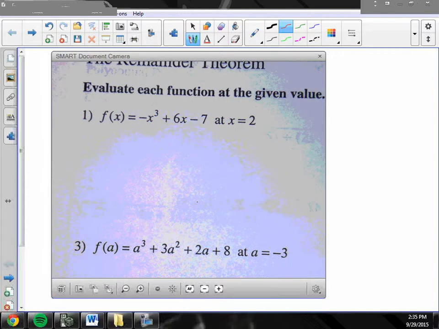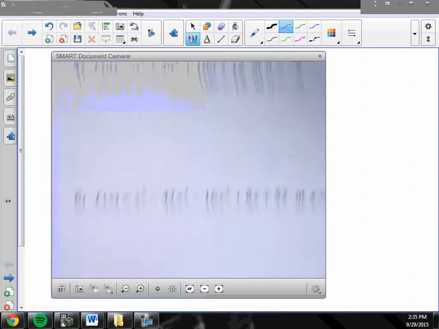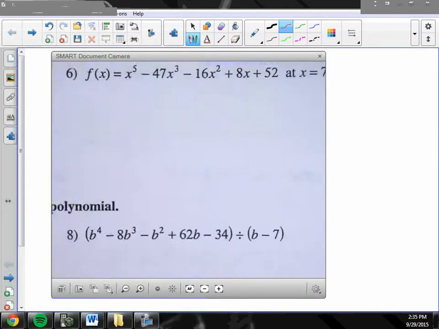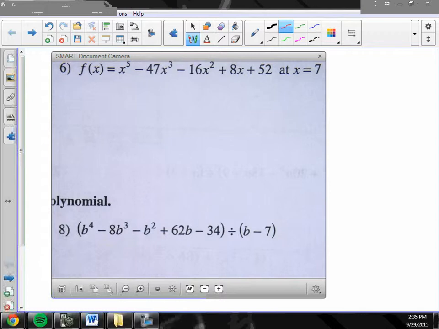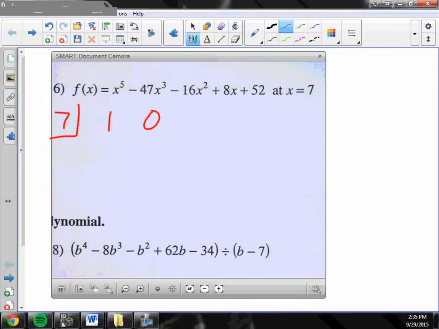All right. Let's do number 6 together. So we're evaluating the function at x equals 7. Now, you could plug 7 into all those x's in your calculator and hit enter, or you can use synthetic division. So 7 goes in the box. What are my coefficients? 1, 0, -47, -16, 8, and 52.